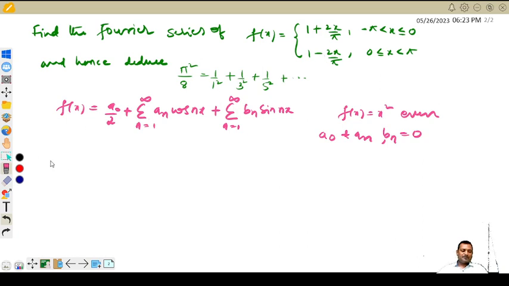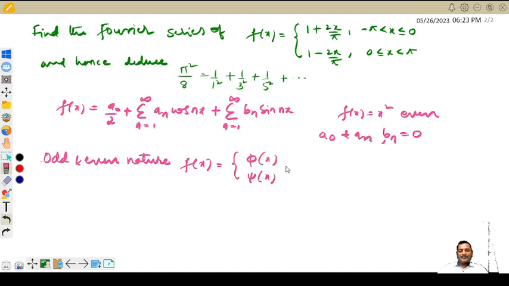So just observe what is the definition of odd and even nature in terms of cases. This is called cases, students. f of x has two values, that is called cases. So how do we express the concept of odd and even nature? The function f of x is expressed as phi of x and xi of x, the first one in the interval minus pi to 0, the second one in the interval 0 to pi.